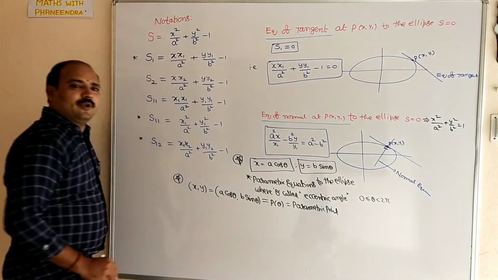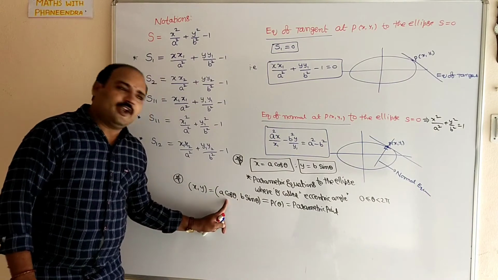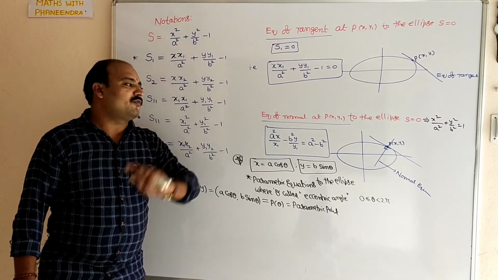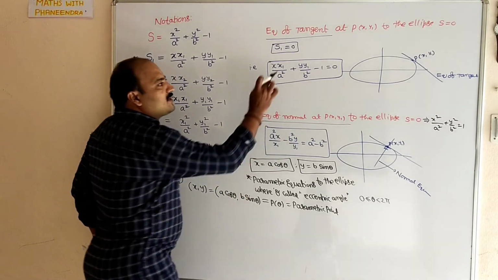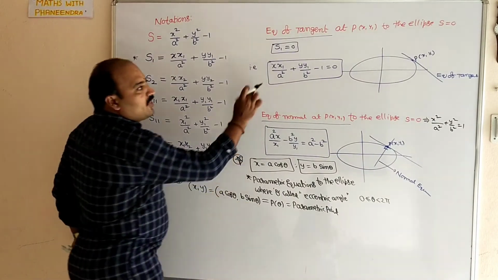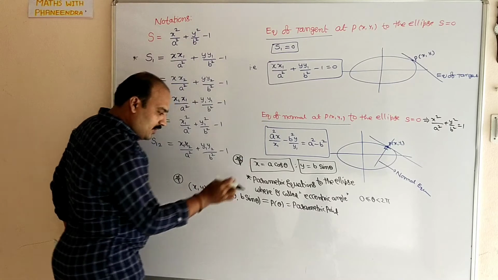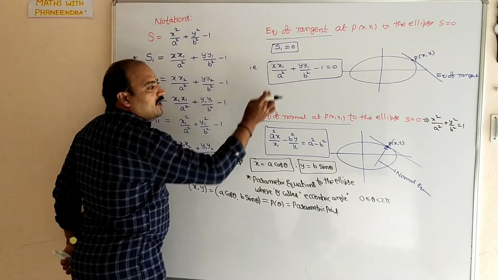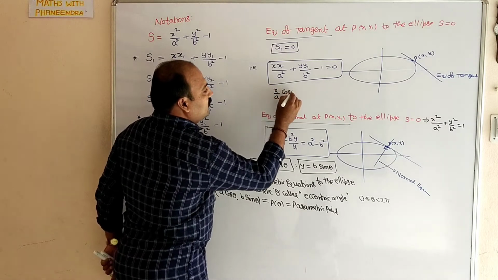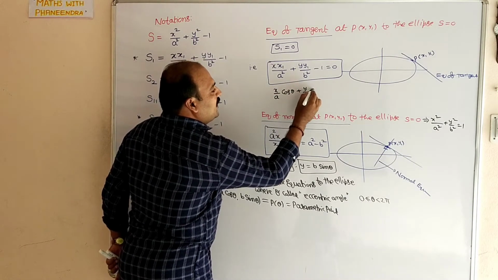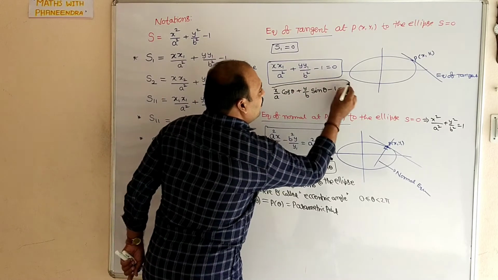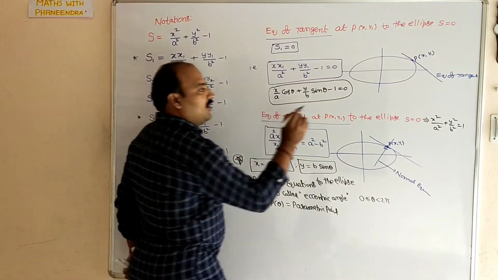Simply denoted by p of theta. At p of theta, what is the equation of tangent? At p of theta, what is the equation of normal? See here, in place of x1, y1, substitute a cos theta, b sin theta. This equation will become, in place of x1, a cos theta. So a gets cancelled. You will get x by a cos theta plus y by b sin theta minus 1 equal to 0. This is also the equation of tangent at p of theta.